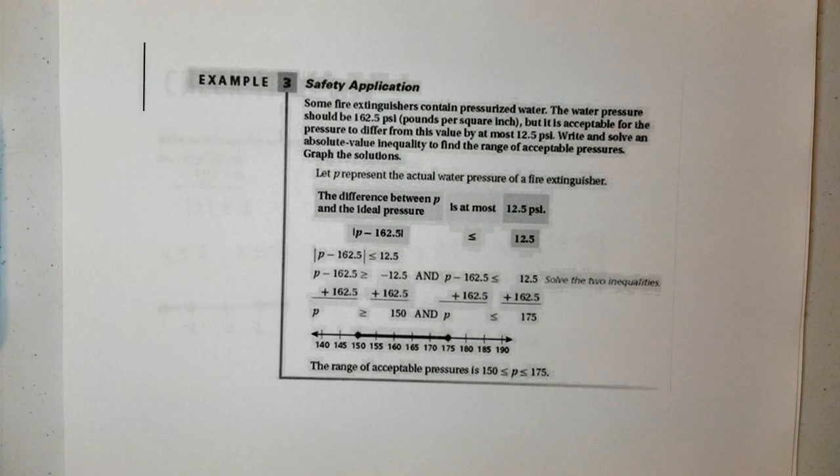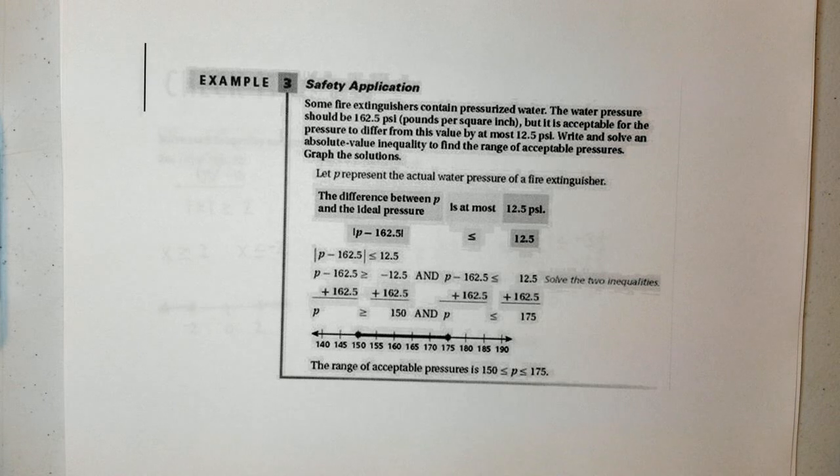Now we're going to look at example 3. So it says some fire extinguishers contain pressurized water. The water pressure should be 162.5 psi, pounds per square inch. But it is acceptable for the pressure to differ from this value by at most 12.5 psi. Write and solve an absolute value inequality to find the range of acceptable pressures.